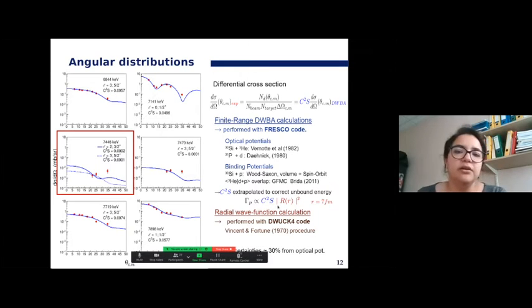For the level at 7446 keV, the fit is not that good because we lack data at forward angles. We assume two possible values, L equals 2 and L equals 3, based on pre-existing spin-parity constraints.